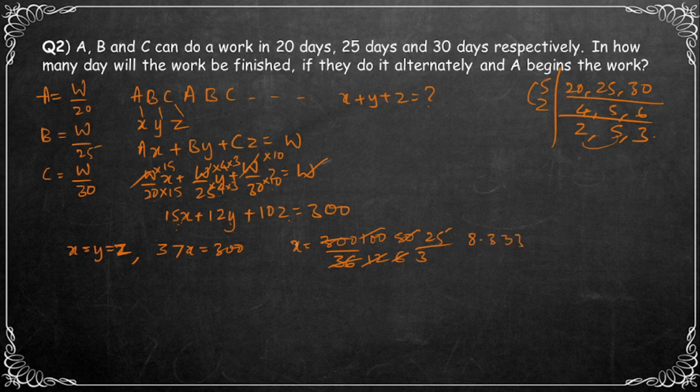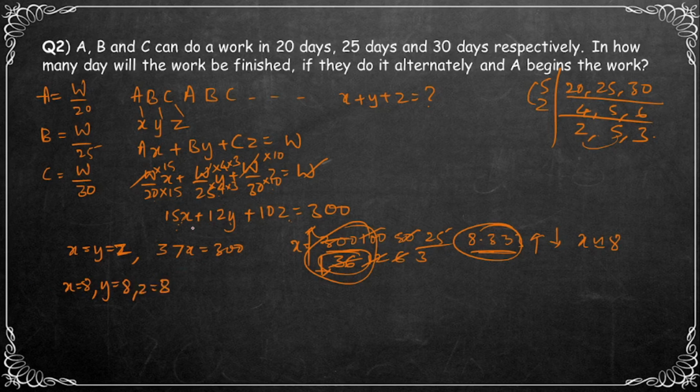8.333. Since we have reduced this denominator, the overall value would have increased, right? So this is an increased value. We need to decrease it a little bit. So let us take x as almost equal to 8. So let us try. x is equal to 8, y is equal to 8 and z is equal to 8. If we compute the LHS value by putting these values in, we need to get 300. That is our goal.